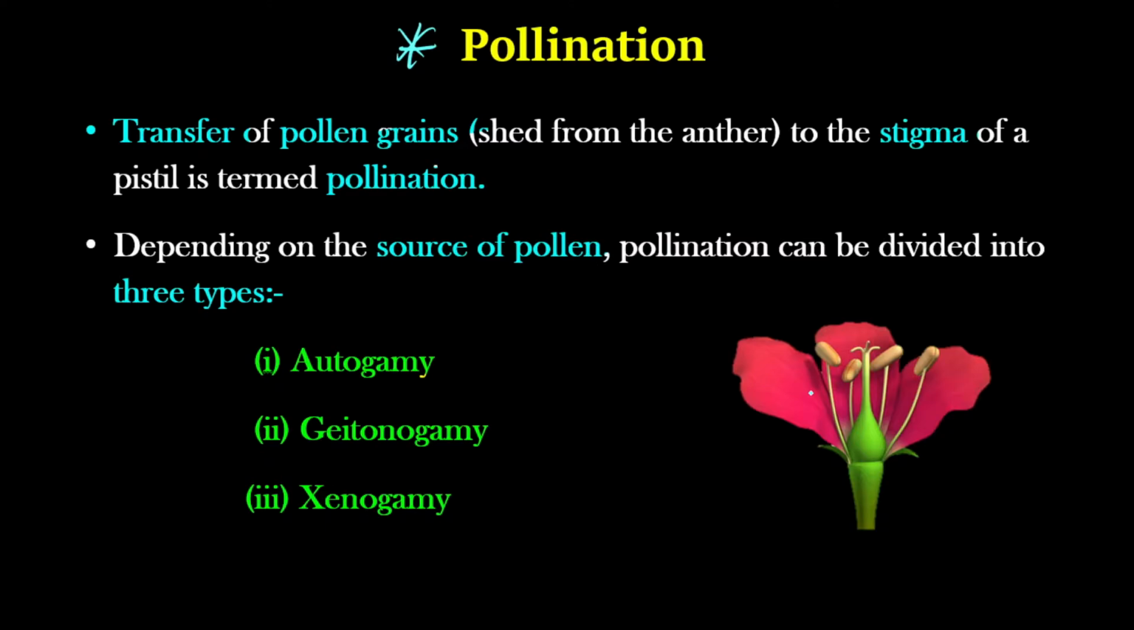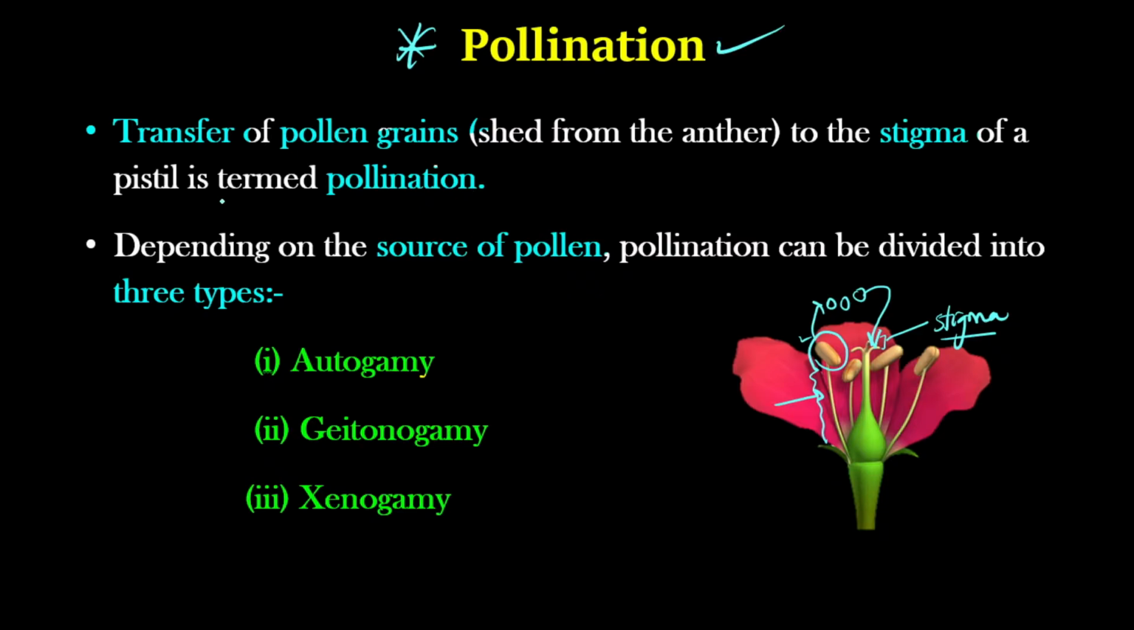So what we need to understand here is, you can observe this particular region is the filament, to which the anther is attached. Anther consists of pollen grains. These pollen grains on liberation move and attach at the region of the stigma. This portion of the pistil is called the stigma. So this pollen attaches to the stigma on the dehiscence of the anther wall. This process is called pollination.